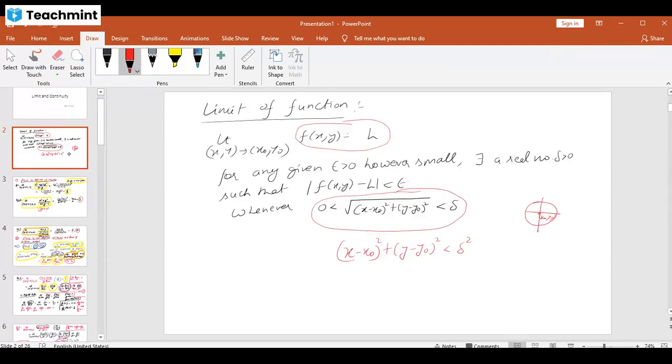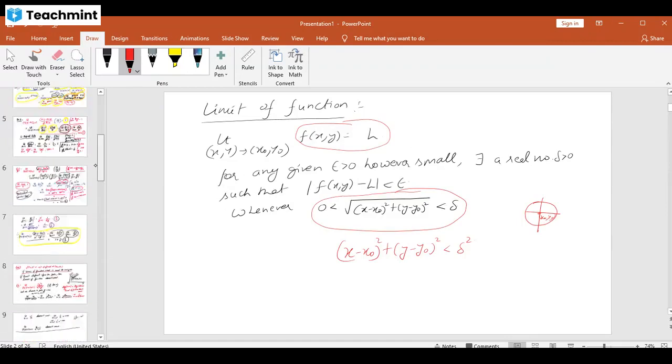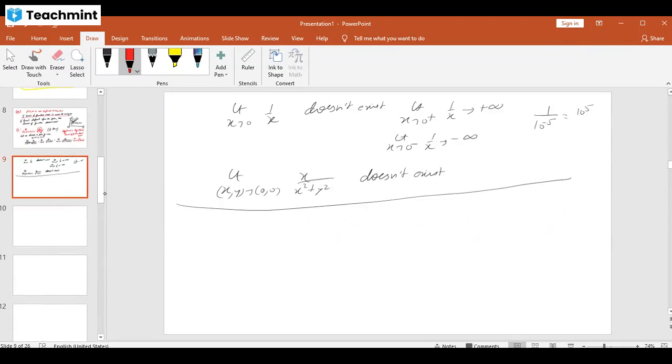that the neighborhood of a point is basically a circle, right? So what can we do? We can convert this problem into polar form. Okay, so we simply put x equal to r cos theta, y equal to r sin theta. We simply convert these variables into polar form. So what do we get? x square plus y square is r square. So as (x, y) approaches (0, 0), it implies that r approaches 0.